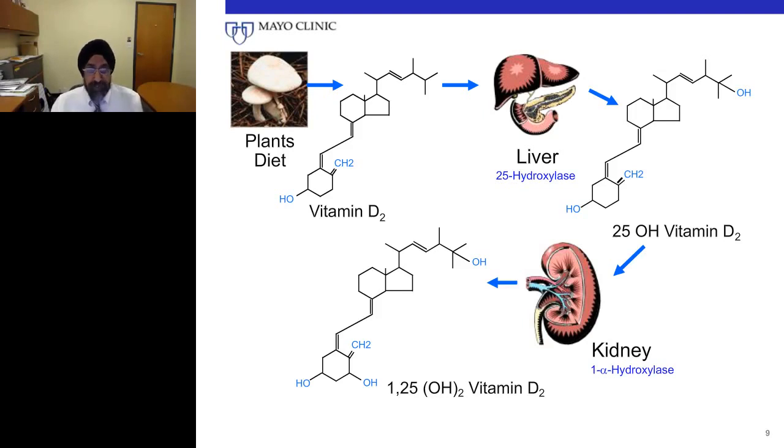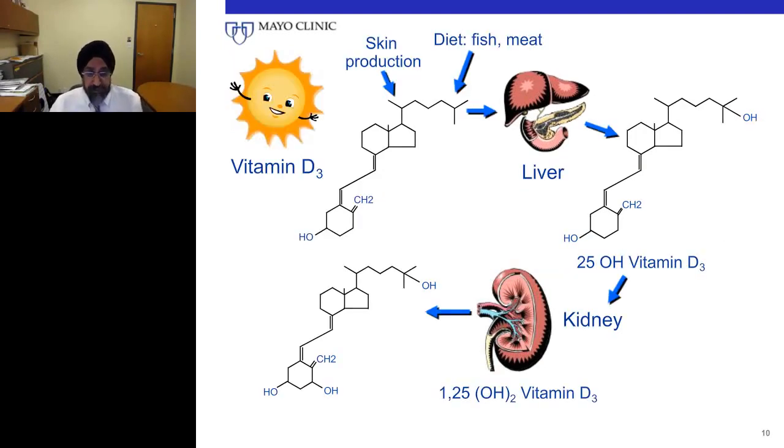This slide shows the mammalian form of vitamin D, which is called vitamin D3. Most humans get vitamin D3 by exposure to sunlight, but in some parts of the world, people do supplement by taking it through the diet as well. D2 or D3 follow the same path by getting converted to 25-hydroxy vitamin D2 or D3, and then either 25-hydroxy vitamin D2 or D3 will be converted to 1,25-dihydroxy vitamin D in the kidney by using 1-alpha hydroxylase.